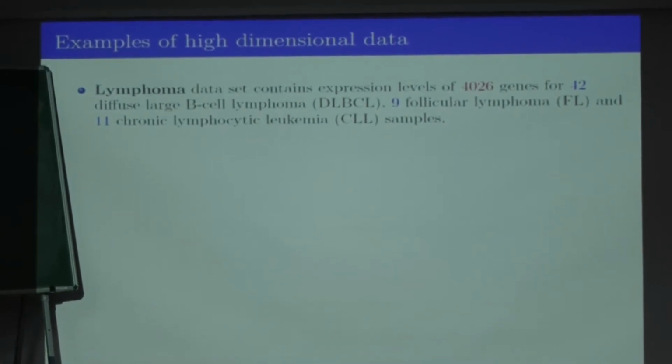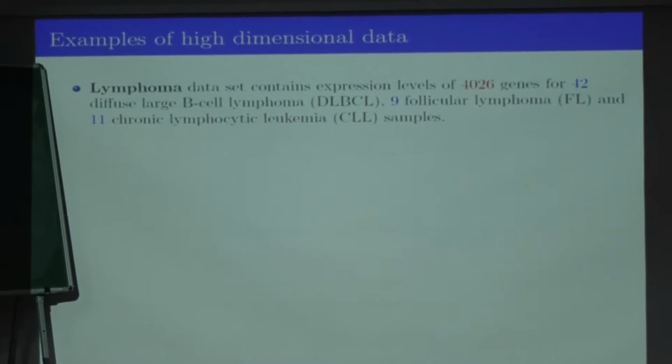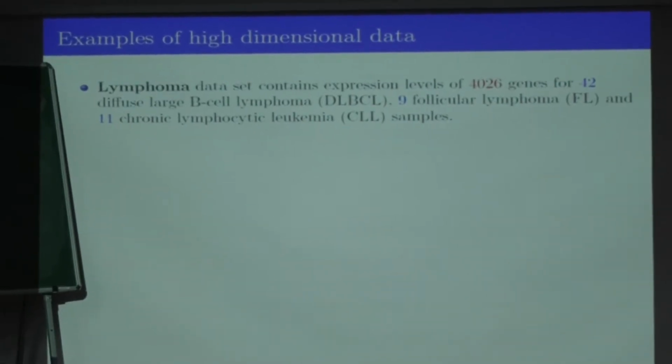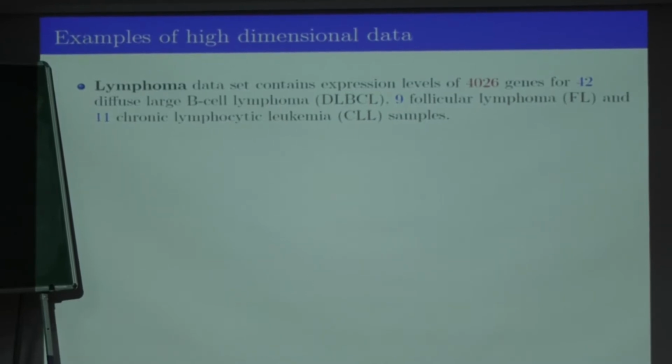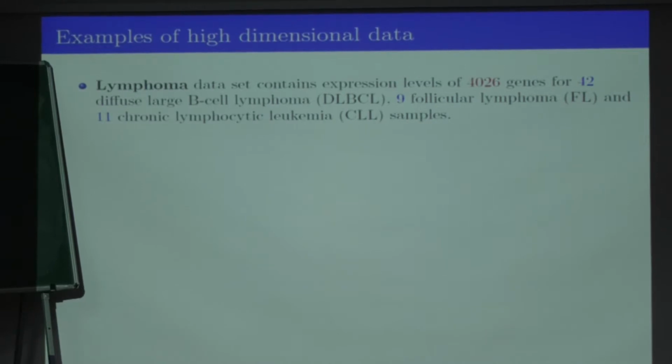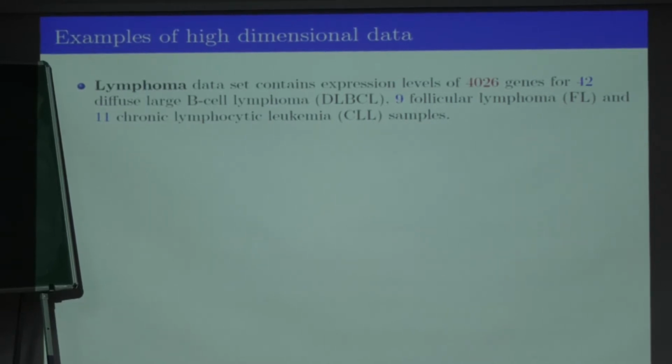So basically, what we have here is a sample of size 42 plus 9 plus 11. That means 62 observations from 3 classes, and on the other hand, each observation is of dimension 4026. So we are in the era of high dimension, low sample size data. The dataset is of much higher dimension compared to the sample size. So we will be dealing mainly with this type of dataset.